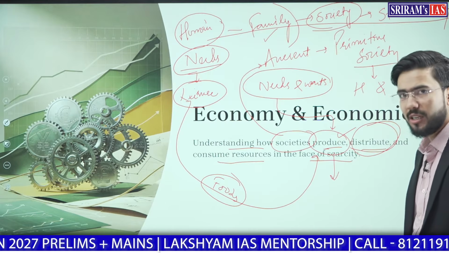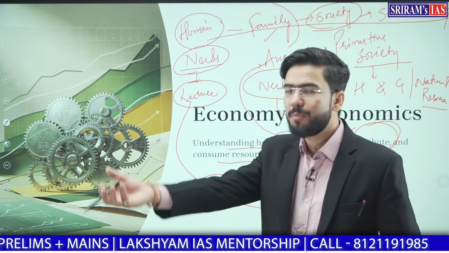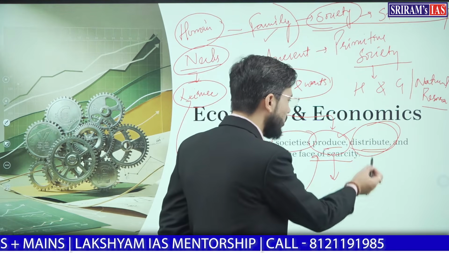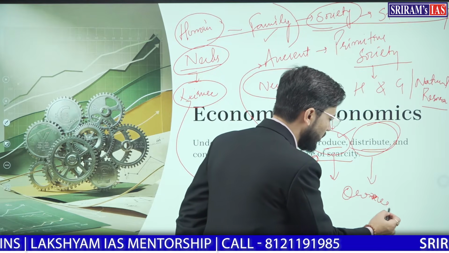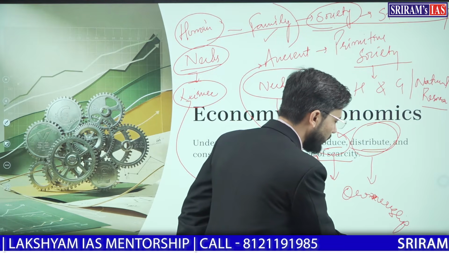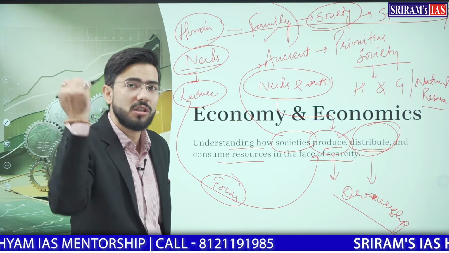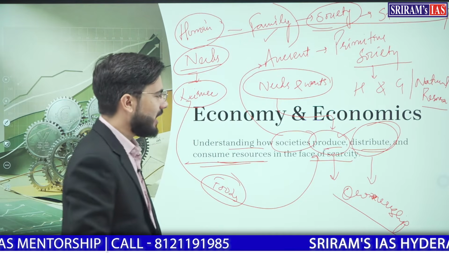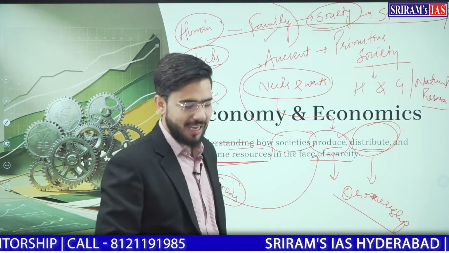Once the production is there, once the agricultural crops have been produced, now how to distribute them? That is one more question. Who will distribute them? It depends on their ownership. Ownership of these resources will define who and how these resources will be distributed. And then the consumption of these resources in the light of scarcity.